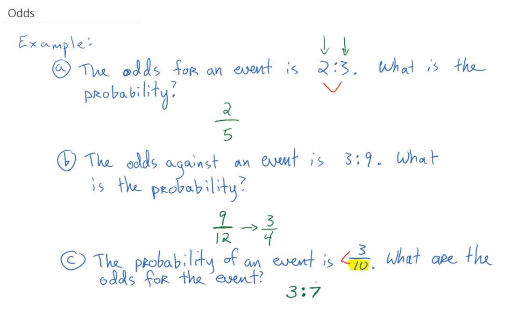So our odds for the event are 3 to 7. 3 chances we get what we want, 7 chances that we don't get what we want, gives us a total of 10 options. All right, go ahead and give some of these a try and see how you fare.